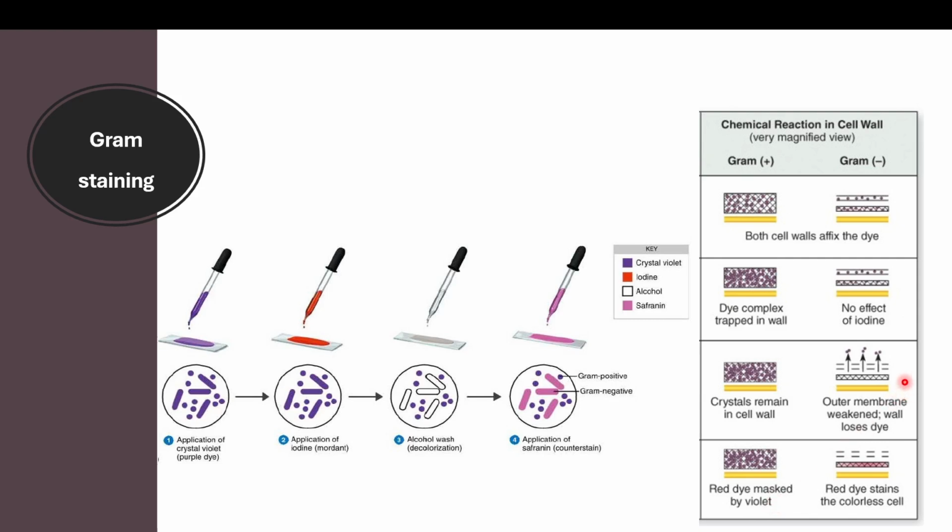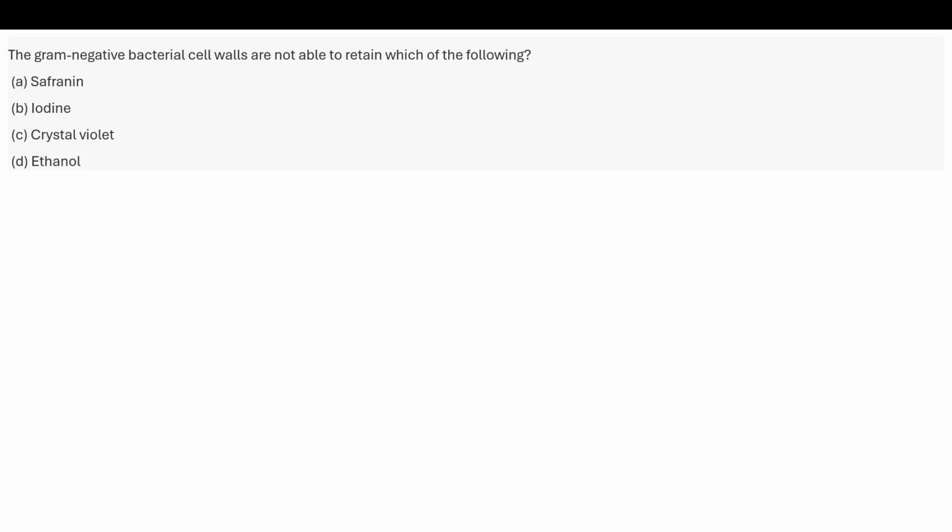Then when you add a counter stain, the red dye is masked by the violet dye in gram positive cells, because being darker in color, they will appear purple only. But here we can easily see the safranin color in case of gram negative cells. So now the answer will be crystal violet.